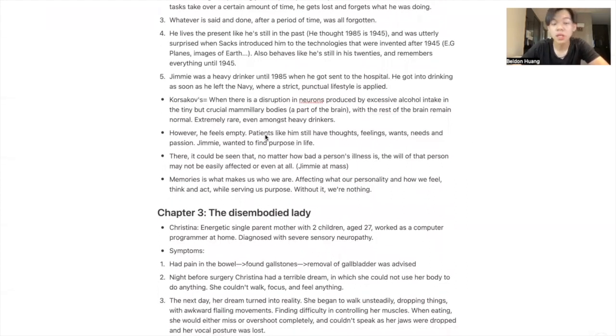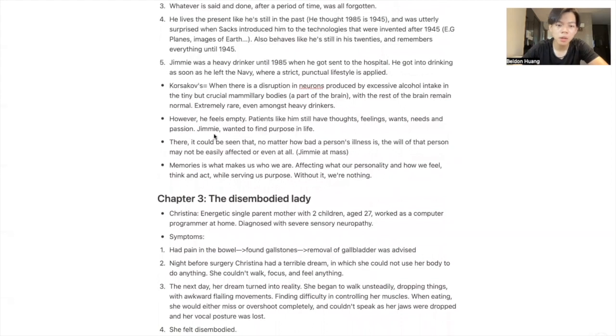However, he feels empty, and patients like him still have thoughts, feelings, wants, needs, and passion. And Jimmy wanted to find his purpose in life. And there, it could be seen that no matter how bad a person's illness is, the will of that person may not easily be affected, or even at all. And as illustrated by Sachs, when he saw Jimmy at Mass, he could see from his facial expression and his eyes that he had found his purpose in life.